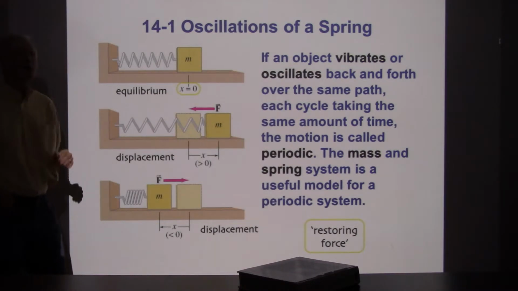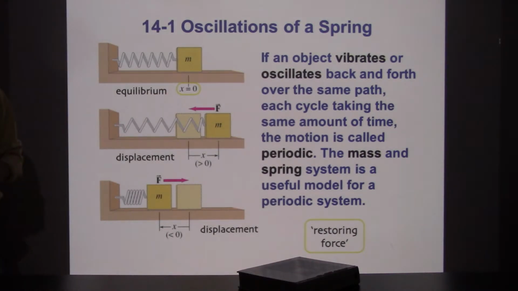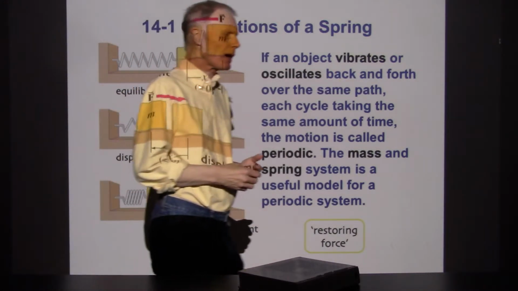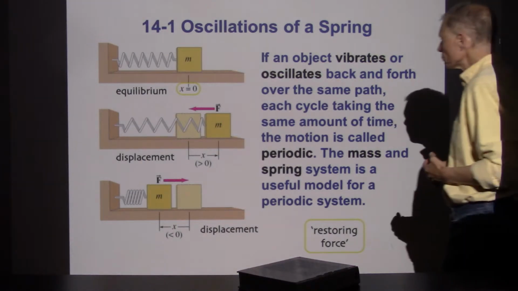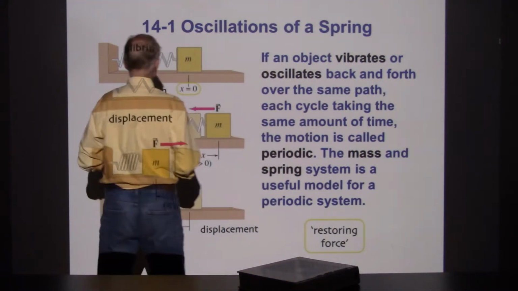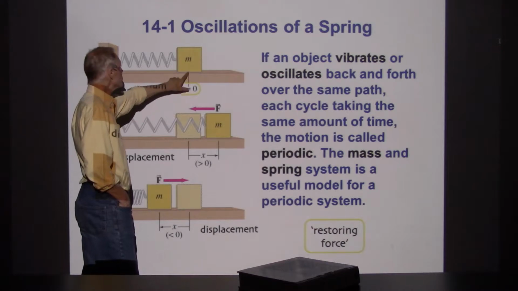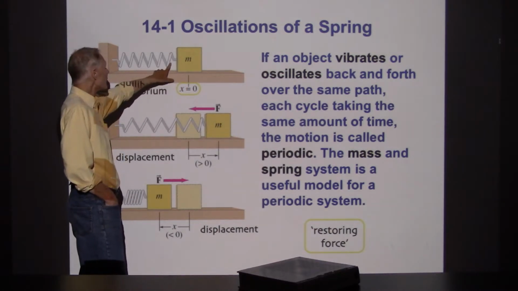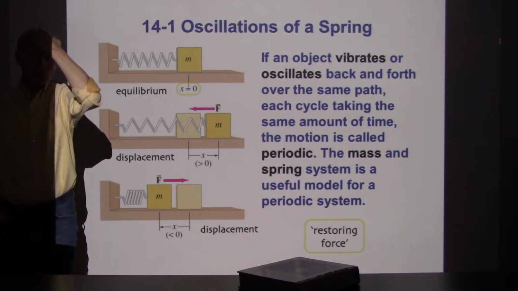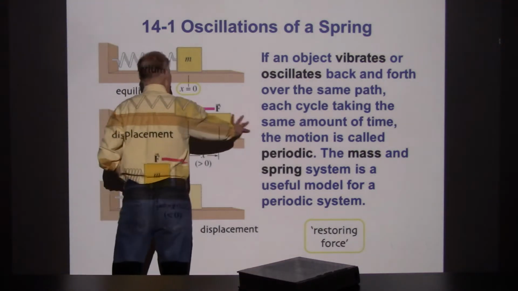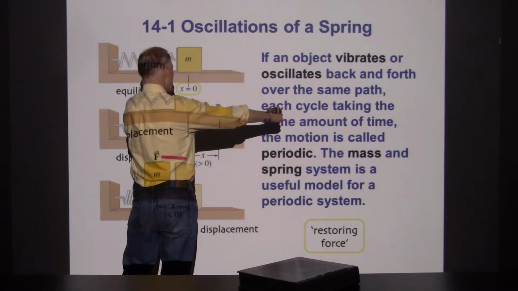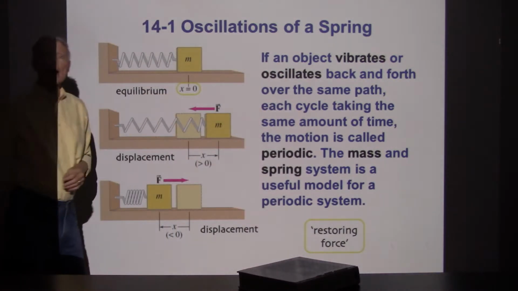Now when we have a spring attached to an object with mass, there's an equilibrium position, and what we almost always do, 99.9% of the time, is set the coordinate system up so that x equals 0 corresponds to the equilibrium length of the spring. Then if we pull the object away from equilibrium, the spring brings it back.